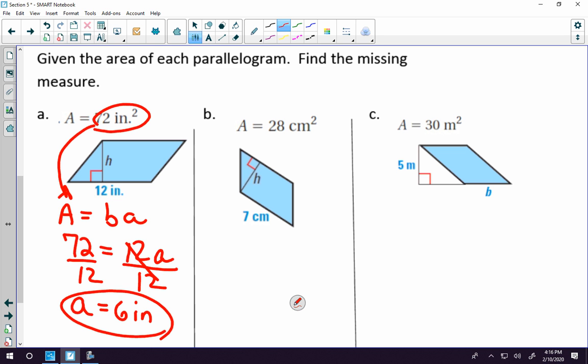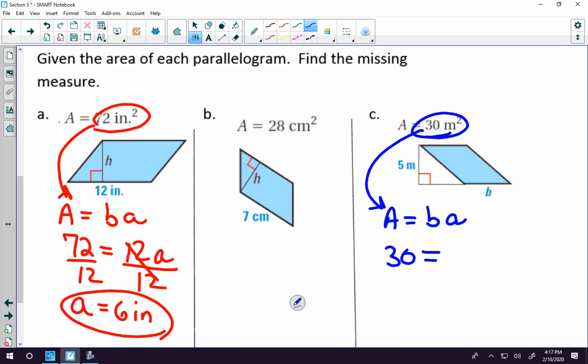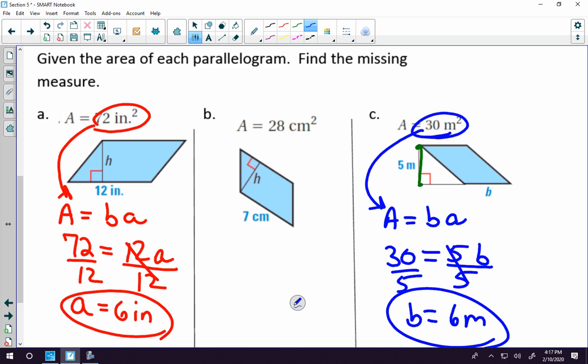Okay, going on, I'll leave part B if you want to come back and try that later. Again, this is a parallelogram. So the space inside of a parallelogram is area equals base times altitude. We know the area is 30 square meters, so substituting 30 into the proper place. We know in this case the altitude is 5, and we're looking for the base length. So we divide both sides by 5, and we get the base length is equal to 6 meters. 6 meters there.